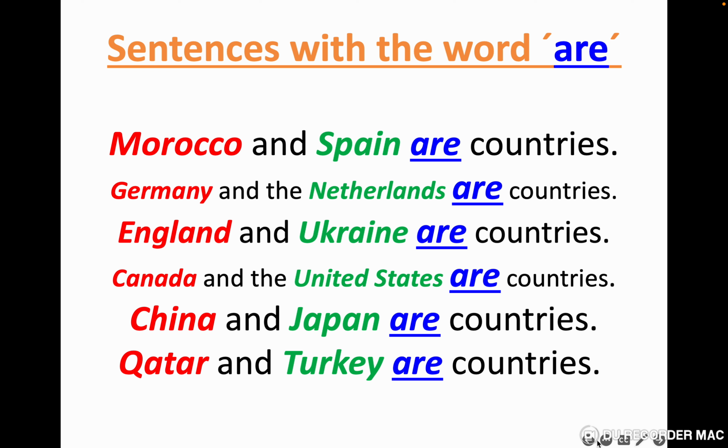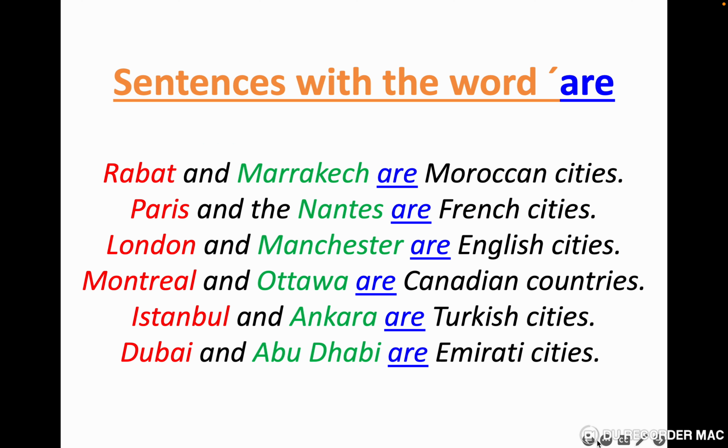Let's go to the next slide. Rabat and Marrakesh are Moroccan cities. Paris and Nantes, so without the, Paris and Nantes. I think it's with the Nantes, or I don't know. So, and Nantes, without the, are French cities.